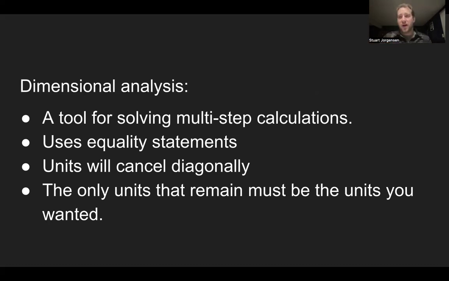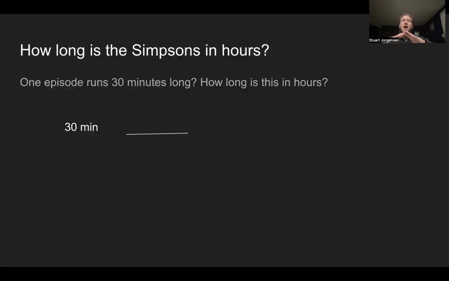So let me give you an example, right? And I'm going to take it all the way back. If I wanted to know how long a typical Simpsons episode is in hours, including commercial breaks, because I want a clean number: one episode, including commercials and the credits, runs for 30 minutes. How long is this in hours?